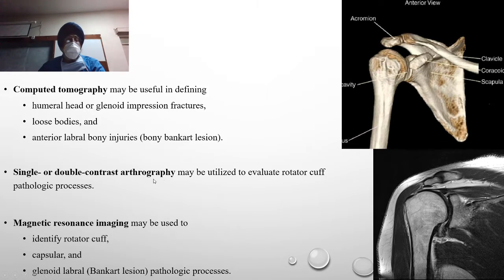The single or double contrast arthrography may be utilized to evaluate rotator cuff pathological processes. Then magnetic resonance imaging may be used to identify rotator cuff, capsular, and glenoid labral or Bankart lesion pathological processes.